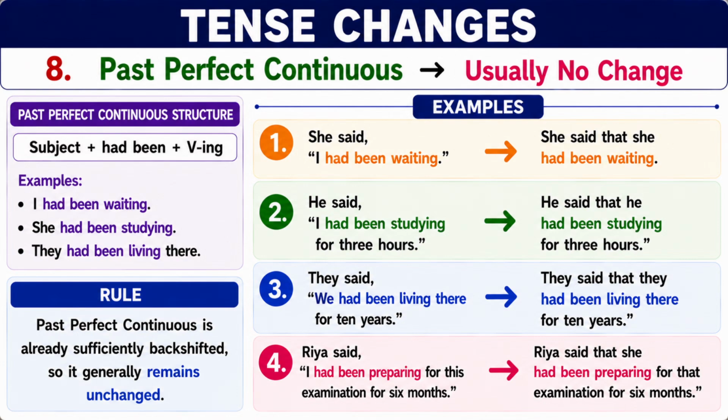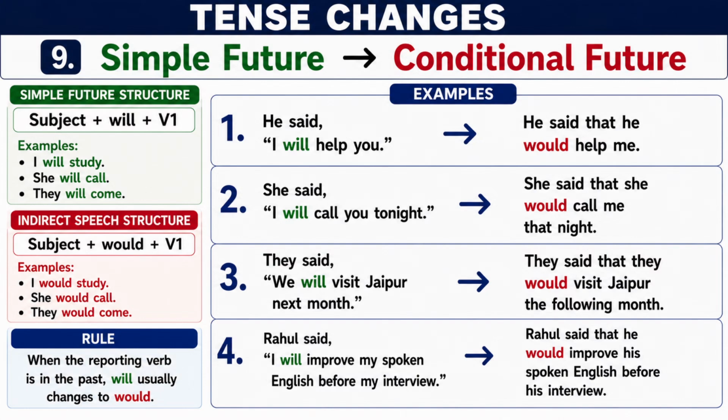Example 4. Ria said, I had been preparing for this examination for 6 months. It becomes, Ria said that she had been preparing for that examination for 6 months. The ninth tense change is simple future changing into conditional future.